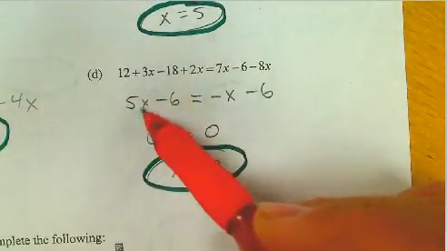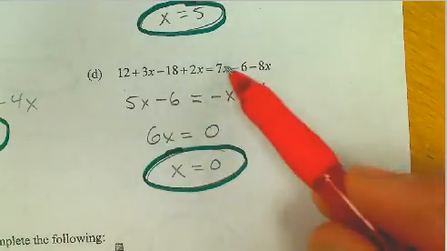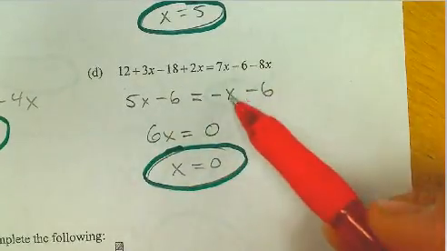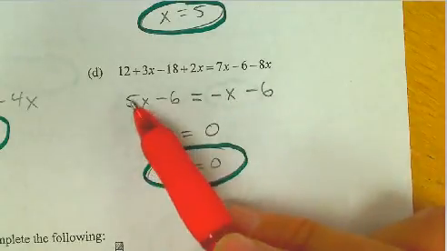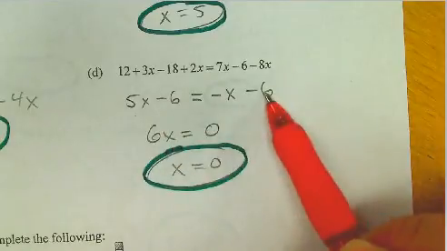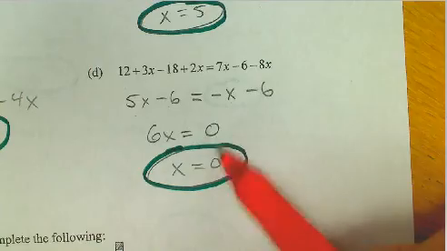Combine like terms. I would add x to both sides, so this ends up being a 6x. I would add 6 to both sides, and -6 plus 6 would be 0. So divide by 6 on each side and you get 0.